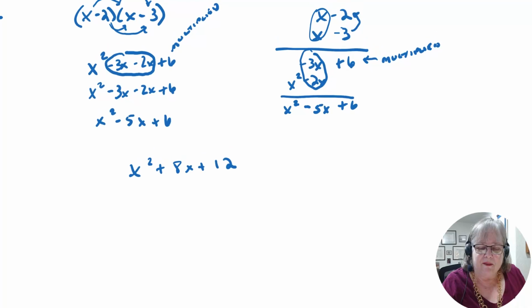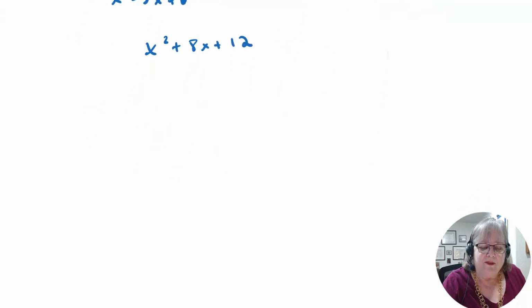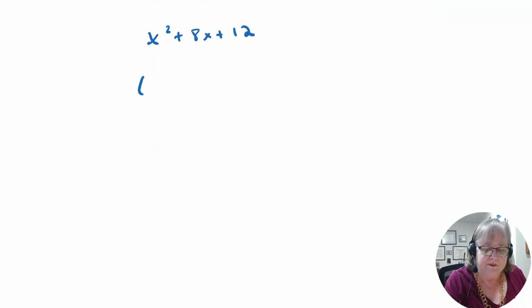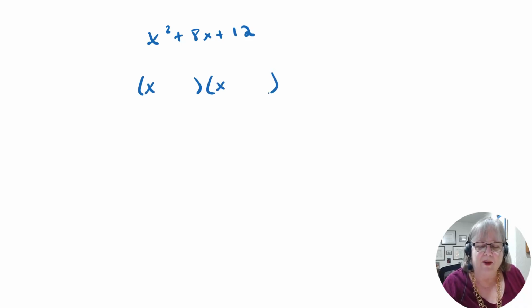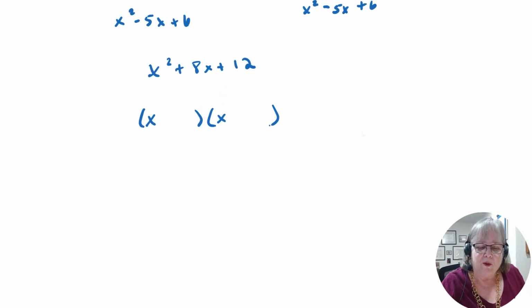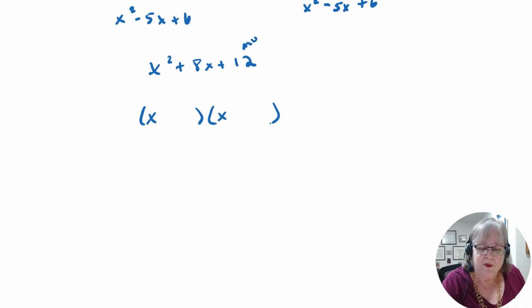But this pattern says, all right, if it's a lead coefficient of a 1, you know that there had to be an x here and an x here, because it would not have been something like a 2x and a 3x or something, because you had 1, not 6x squared. So it'd have to be a 1x times a 1x. That gets you the x squared. And the question becomes, what multiplies to 12 and adds to 8?